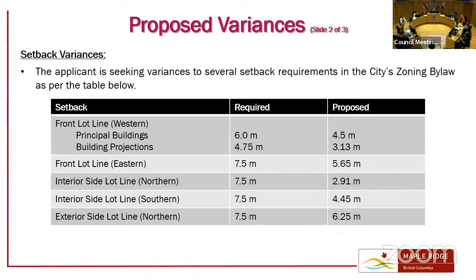The interior side lot line on the northern side, 7.5 meters is required and 2.91 meters is proposed. On the interior side lot line on the southern side, 7.5 meters is required and 4.45 meters is proposed. And for the exterior side lot line on the northern side, 7.5 meters is required and 6.25 meters is proposed.